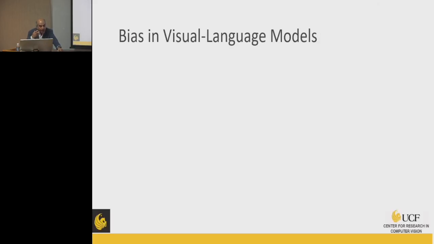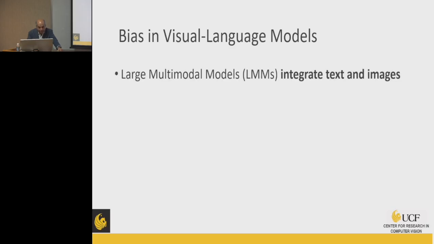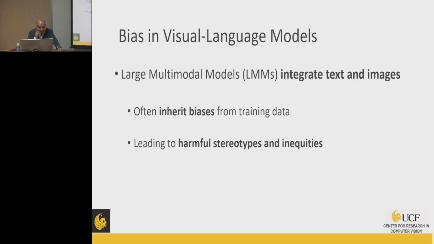So finally, the bias in visual language models. Okay, so large multimodal models integrate text and images, as I said, and they inherit bias from the training data. Okay, and they learn harmful stereotypes and inequities.